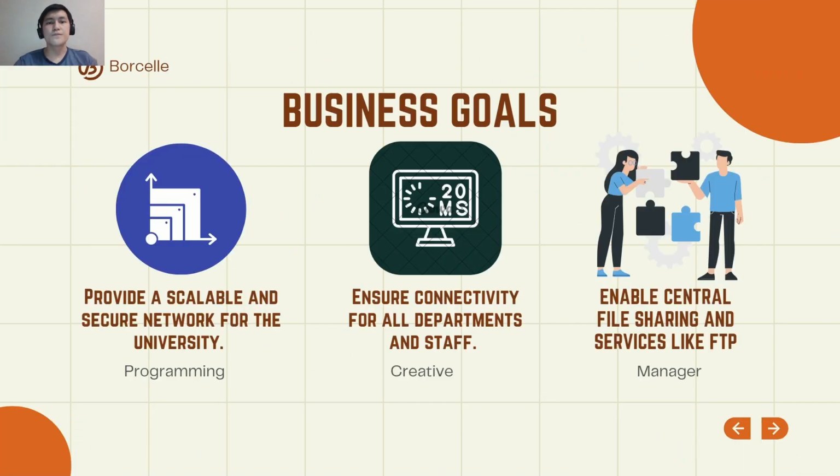Our business goals: first, provide a secure, reliable, and scalable network infrastructure to ensure seamless connectivity for students, faculty, and administrative departments across the university. Second, minimize operational cost through centralized management and automation, ensuring connectivity for all departments and staff. Third, enable central file sharing and services like FTP to streamline data access, improve collaboration between departments and faculties, and allow efficient file transfers across the campus network.